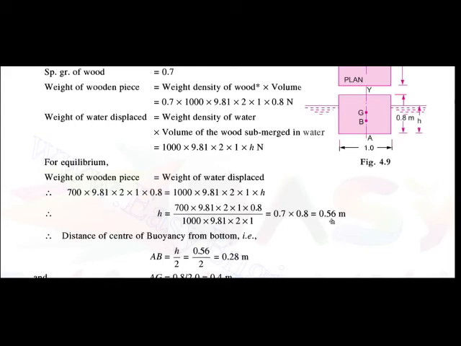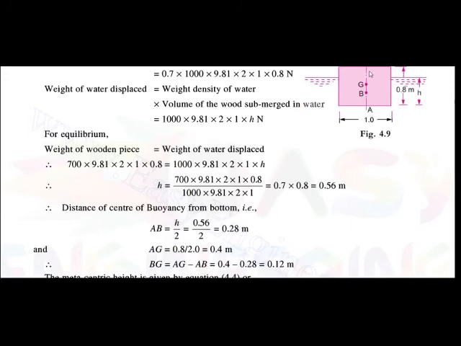That is the height of immersion we have, 0.56 meter. Okay, so height of this wooden block is 0.8 and the height of the immersion is 0.56 meter. We have to calculate the distance GM. Okay, for that first we have to calculate the value of AG. AG means the height of G, the center of gravity. It is acting at half of the height of the wooden block, which is equal to 0.8 by 2, which is 0.4 meter.